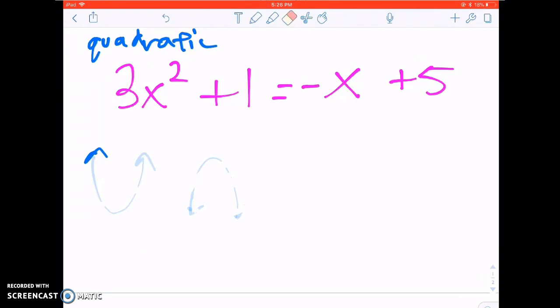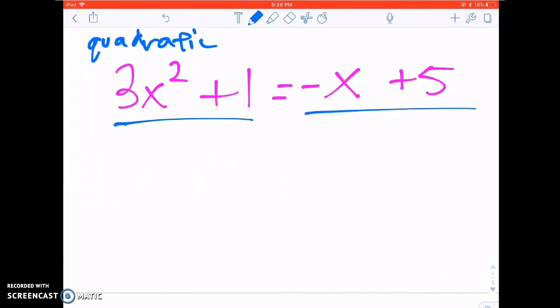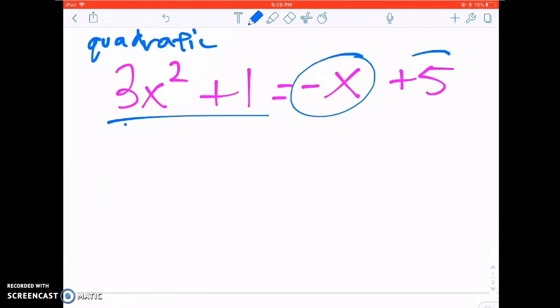Now, in order to solve this, we have to have all the terms on the left or all of them on the right. I like to move all my terms over to this side. So I'm going to get rid of each of these things one at a time. The first thing I'm going to do is get rid of my negative x. To do that, I'm going to do positive x. Technically, it's a 1x. So I have to add 1x to this side as well.